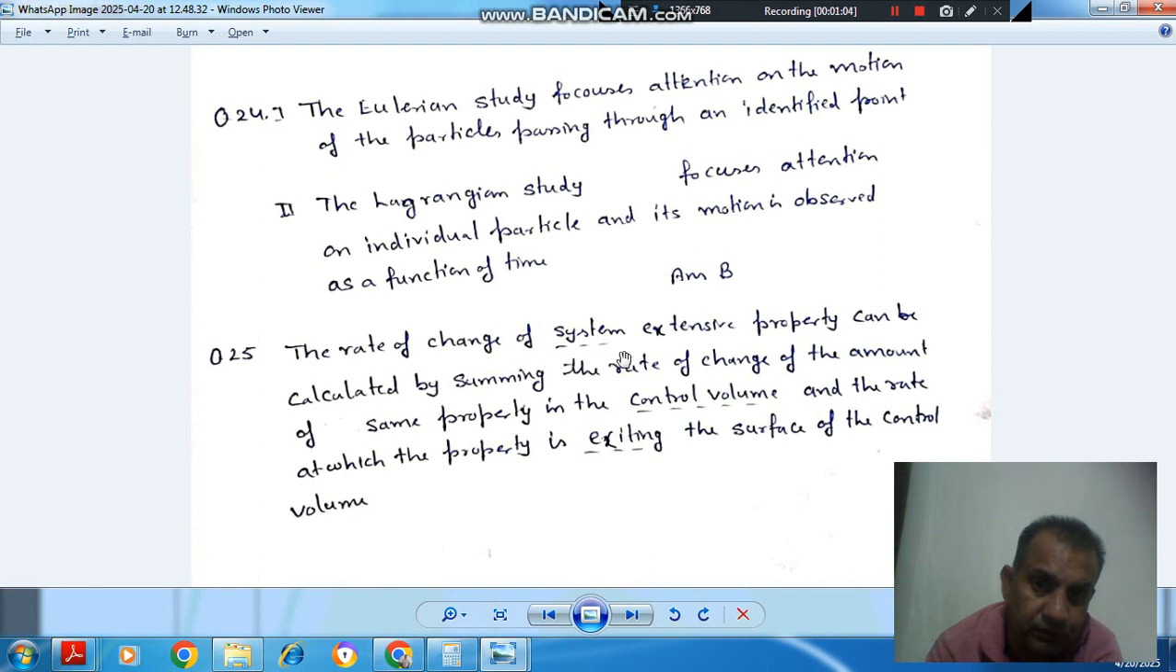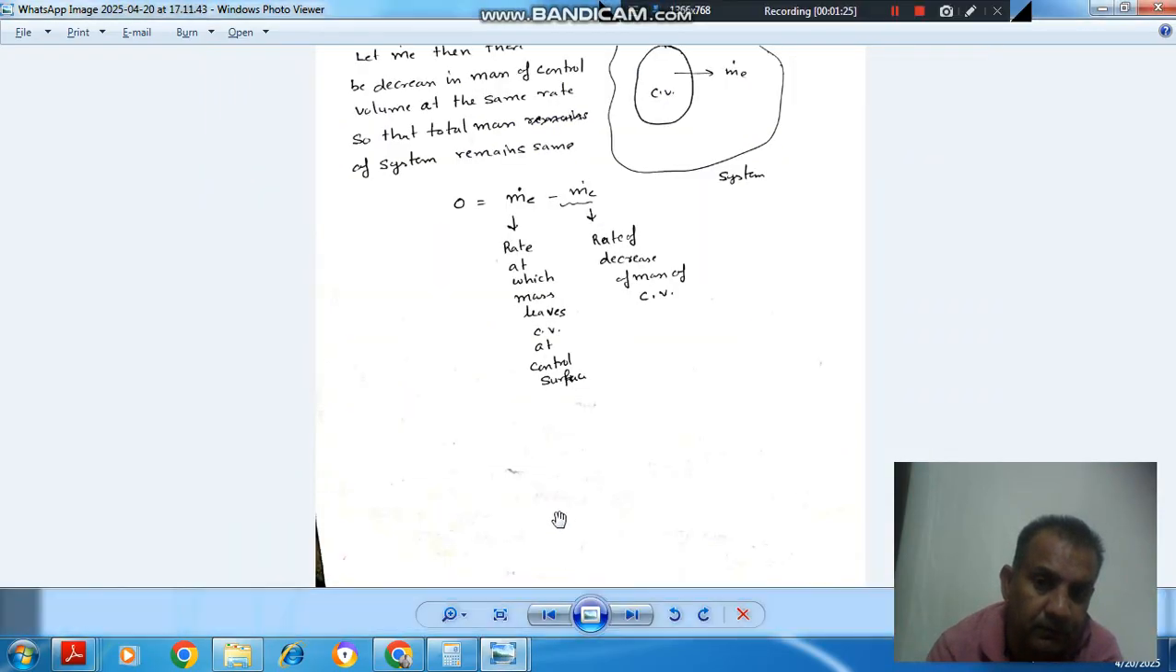The rate of change of system extensive property can be calculated by summing the rate of change of the amount of the same property in the control volume and the rate at which the property is exiting the surface of the control volume. So this is the statement of the Reynolds transport theorem.